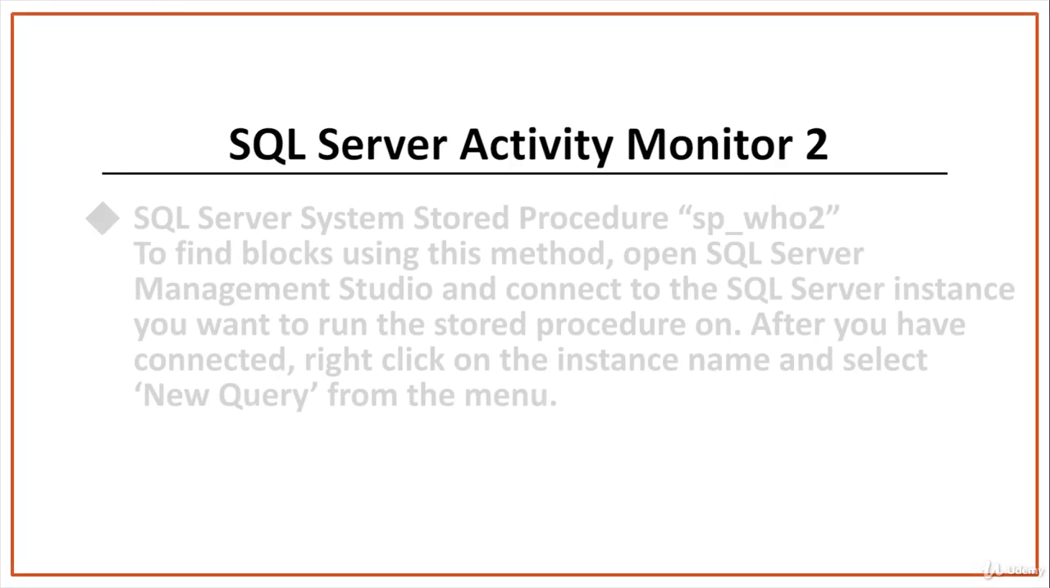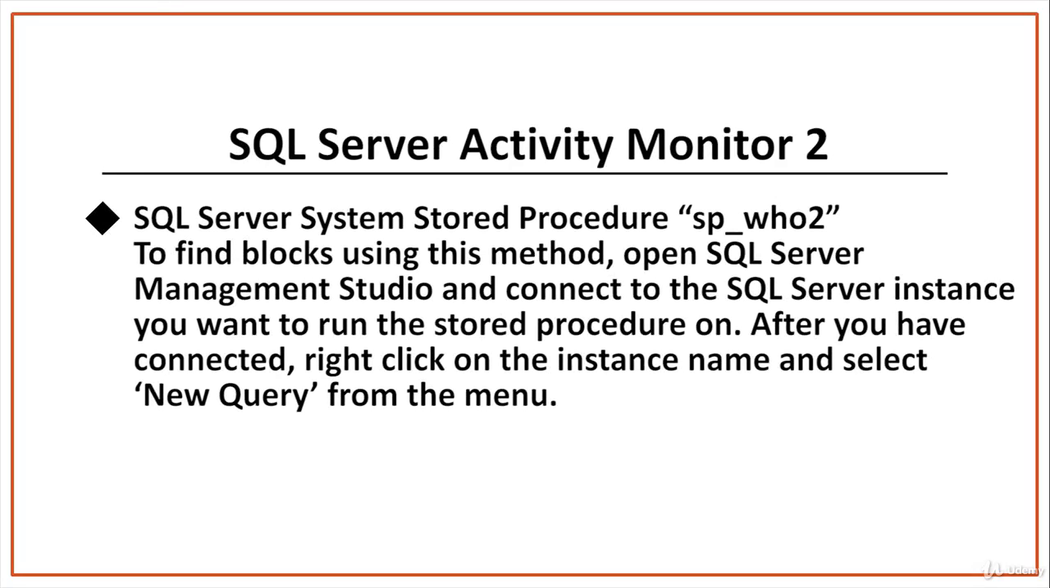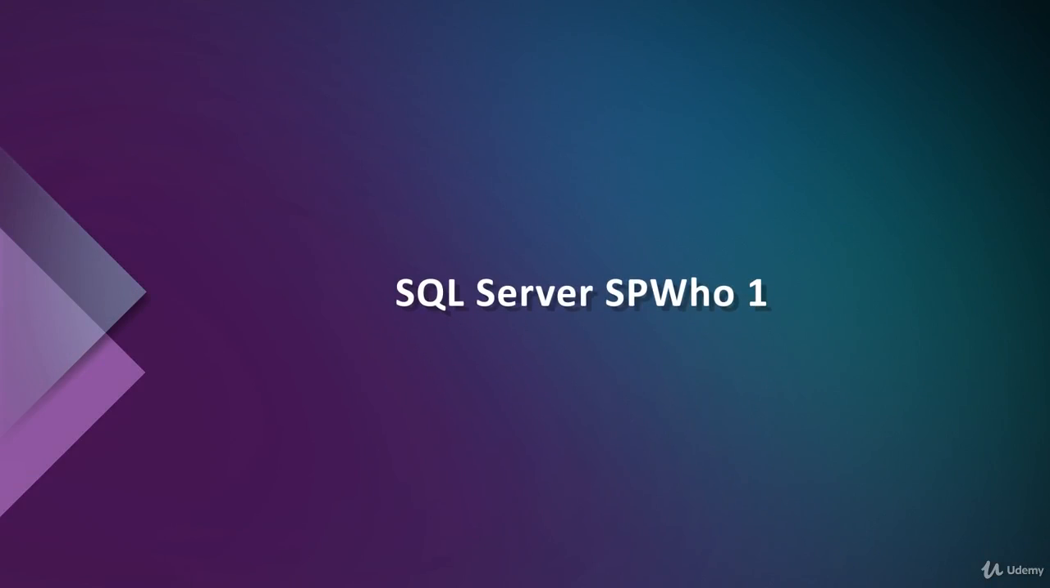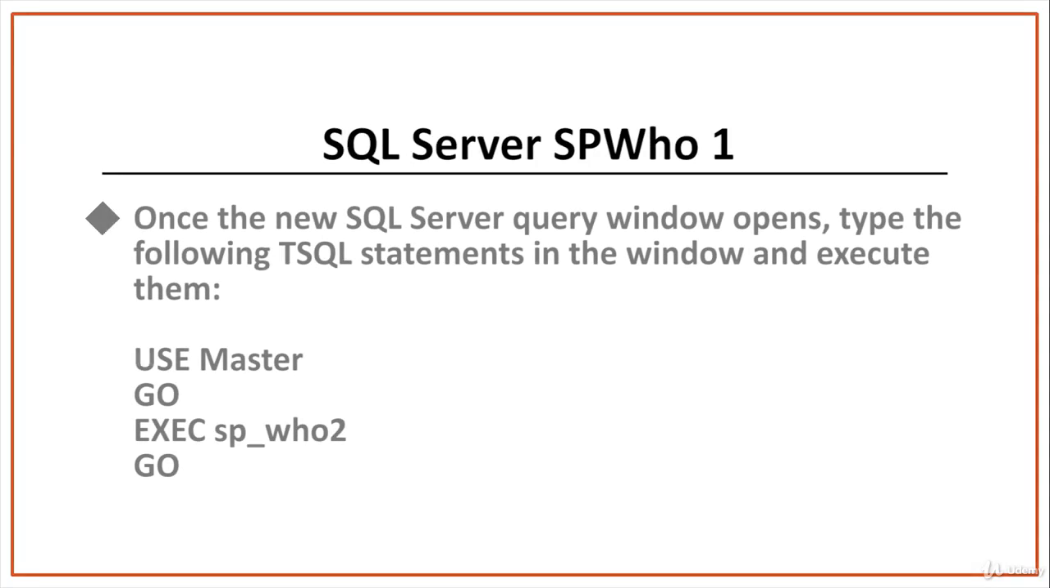SQL Server system stored procedure sp_who2. To find blocks using this method, open SQL Server Management Studio and connect to the SQL Server instance you want to run the stored procedure on. After you have connected, right-click on the instance name and select New Query from the menu.